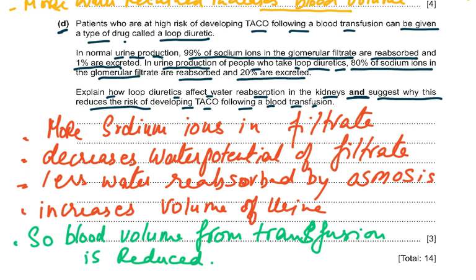So the following points would be the answer to this: more sodium in the filtrate, so less water will be reabsorbed by osmosis. Less water will be reabsorbed by osmosis, so this will increase the volume of urine. And of course, now you have to give me how this reduces the development of TACO following a blood transfusion. So blood volume from transfusion is reduced. This was the plus point in it, that the blood volume from transfusion will be reduced. So you had to give me any of these two, and then 1 mark was for this.